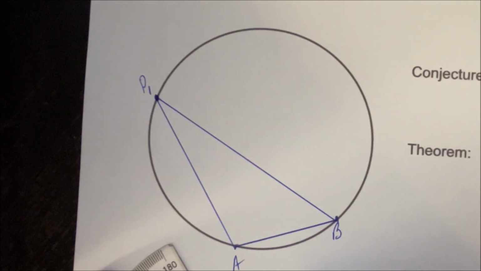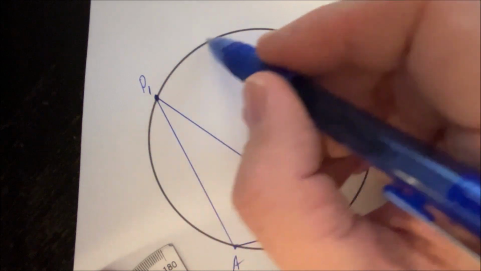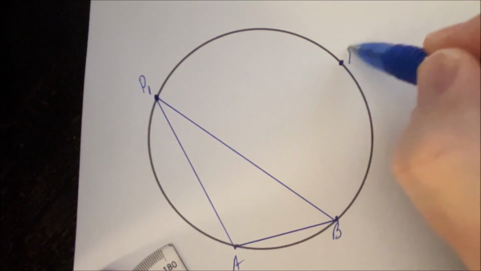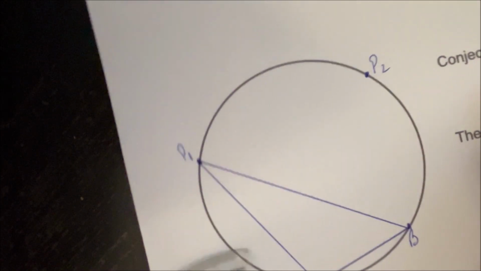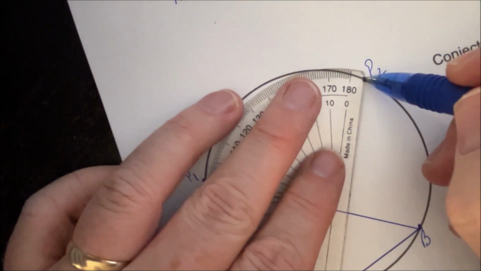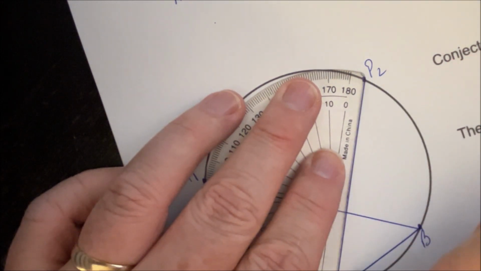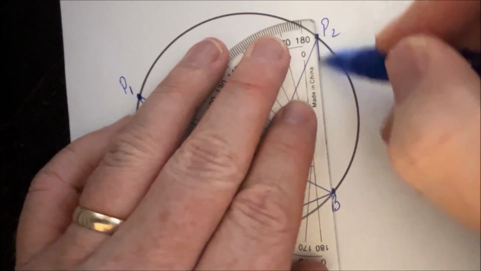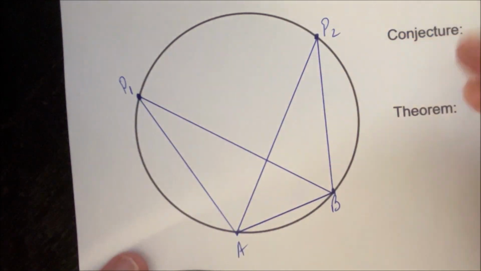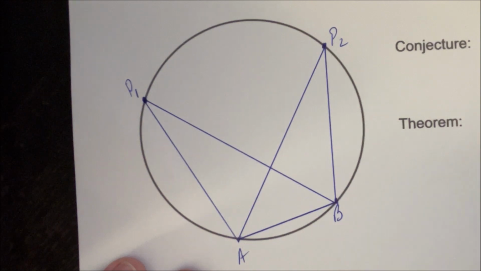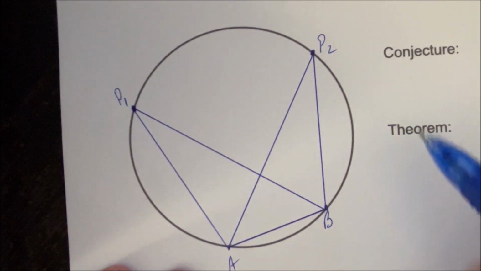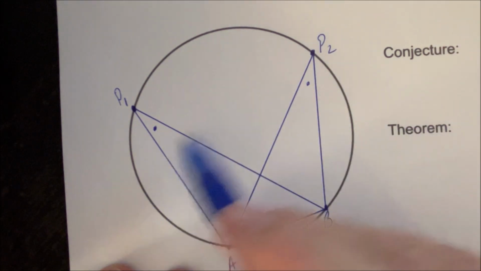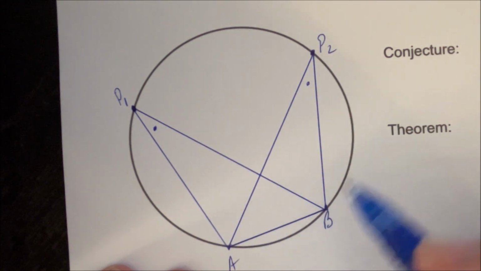And we have this shape. Now I'm going to pick a second point anywhere around here. Let's pick it maybe here, P2. And I'm going to connect it up to the edges of the chord. Now it makes us wonder about the size of this angle and this angle. They look very similar. I wonder if they're the same.